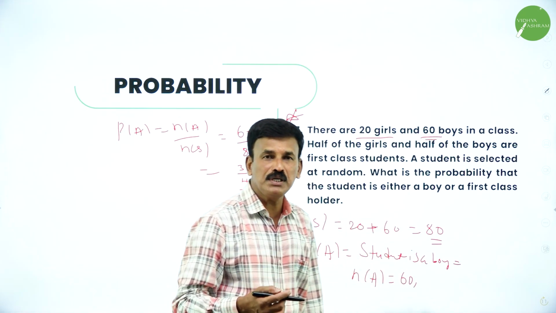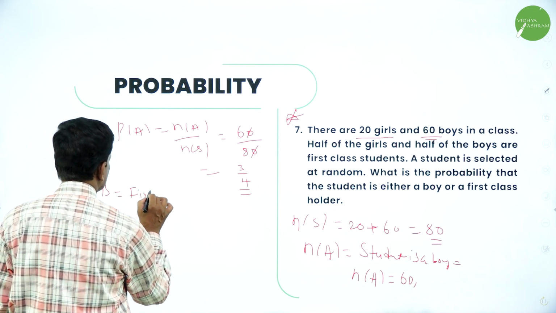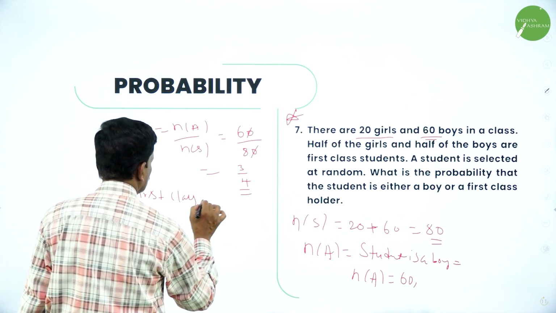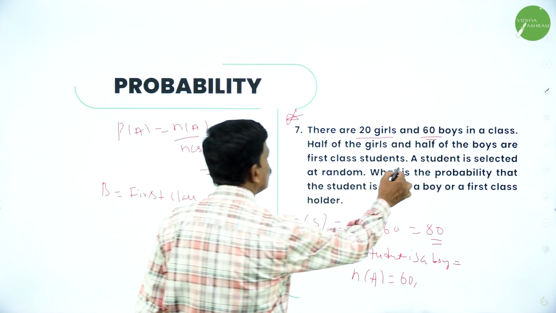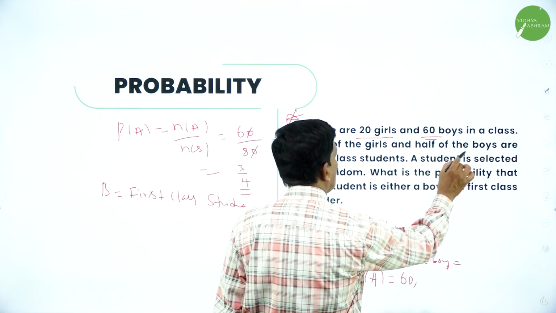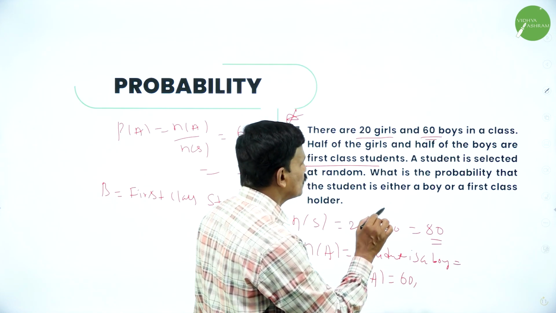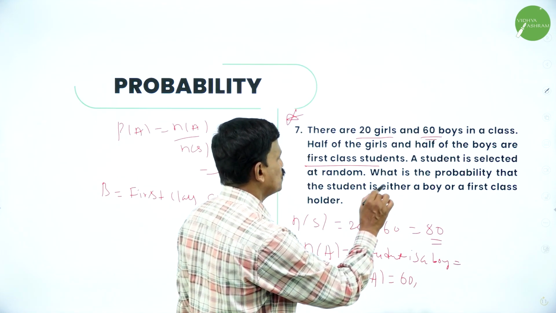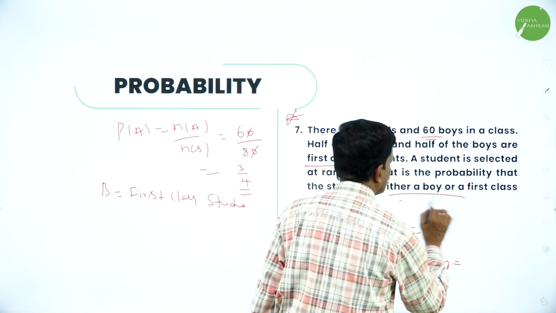Now let us define B as the first class student. These are the two conditions given. One is the boy, another one is the first class student. A student is selected at random. Half of the girls and half of the boys are first class students. What is the probability that the student is either a boy or a first class student?